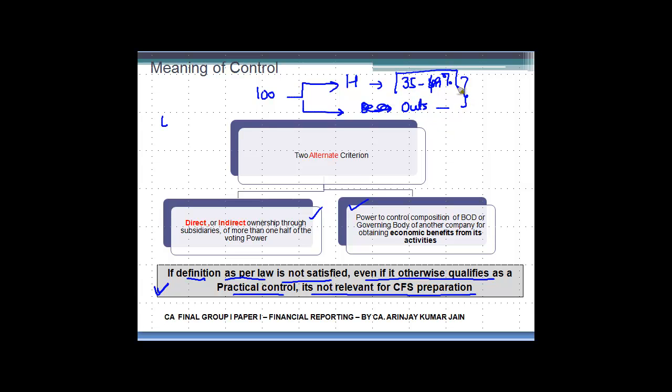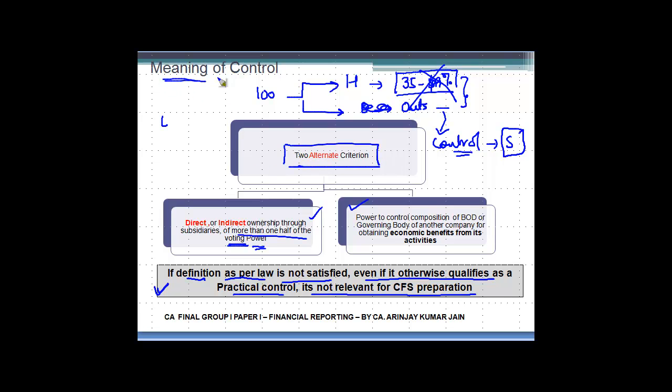Now because H Limited is the single largest shareholder, it practically has control over S Limited. So practically you are controlling it, but because the law says you have to have more than one half of the voting power, which is not the case here, you are not supposed to consolidate it. So practical control does not necessarily matter. What also matters is that the definition as per the law has to be satisfied. I hope you have understood the meaning of control, and this is relevant for consolidated financial statements.